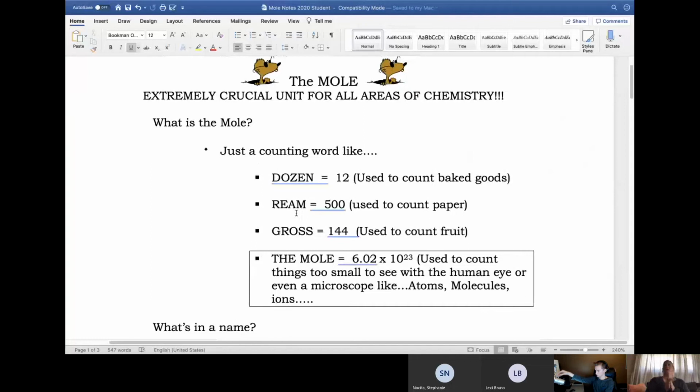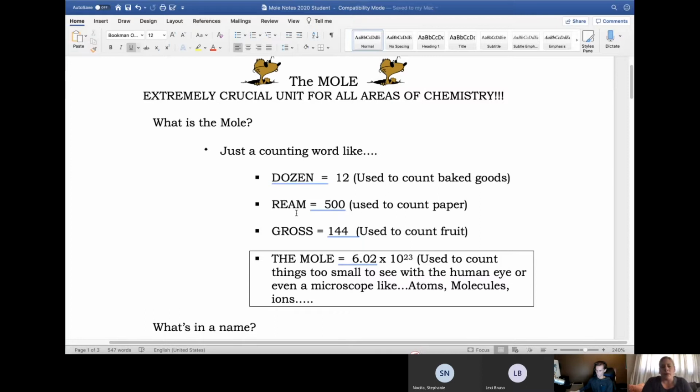I want to first say the mole is probably the most important topic that you can learn in chemistry because it's the basis for so many other things that you'll do. And don't get confused about the word mole. A lot of kids are like, what's a mole? Is that a rodent? And it's not a rodent. It's just a counting word, kind of like dozen.